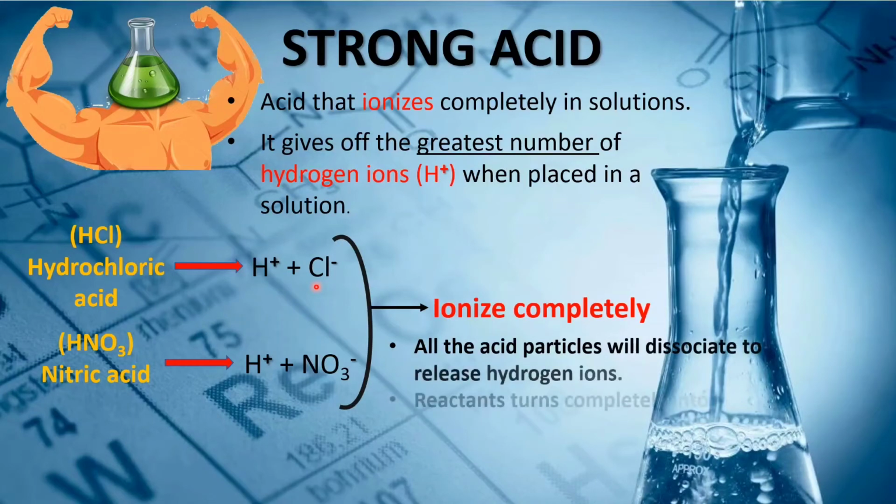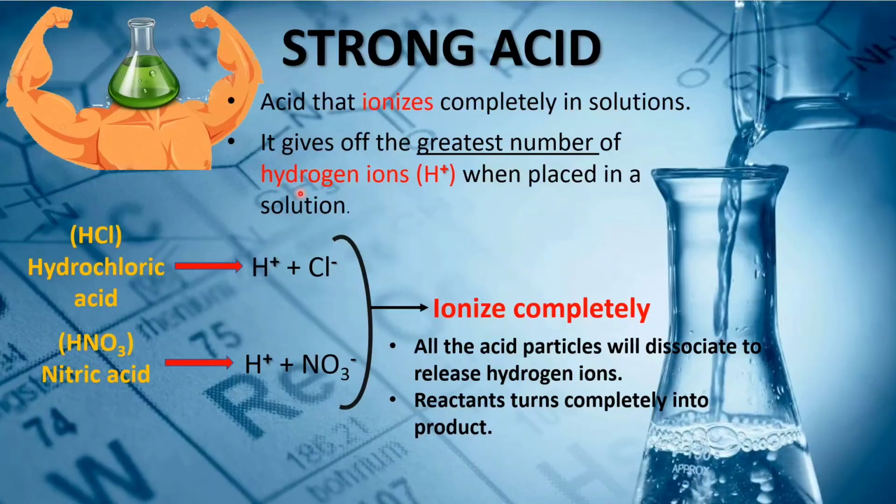So all the acid particles dissociate and release the hydrogen ions in the solution. Also we can say that the reactants turn completely into product. Reactants means this one, hydrochloric acid is a reactant. It is going to give the product completely. We cannot get the reactant back when we have the product. Okay, so this is all about strong acid.